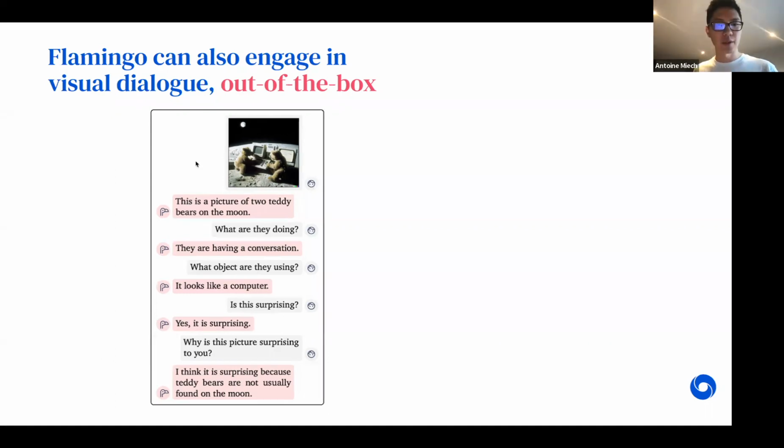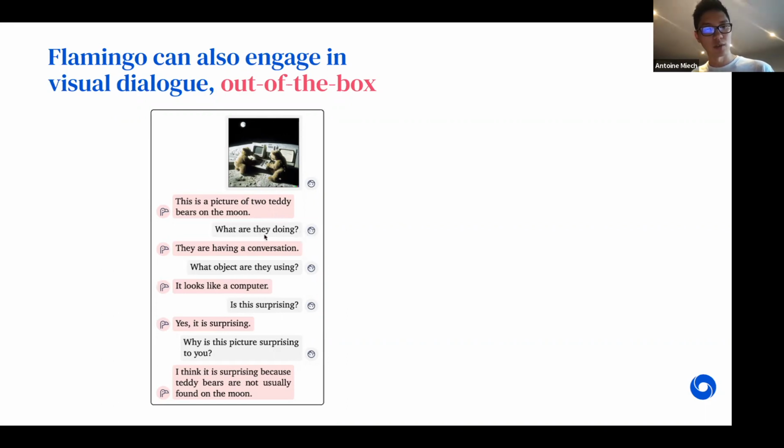At the beginning we have this picture that we uploaded ourselves, and you might know this picture. It's actually a picture from DALL-E 2. It was released just a few weeks after we released Flamingo, so we were quite sure that this image was not seen at training. We uploaded this image, and the model is able to first do some captioning, and then we can follow up with a conversation with the Flamingo model.